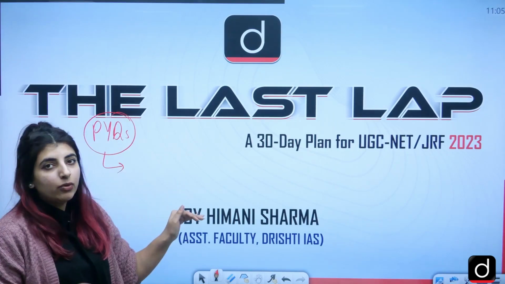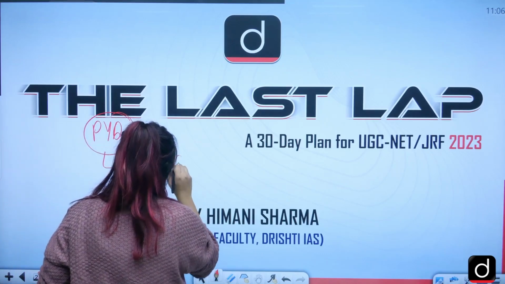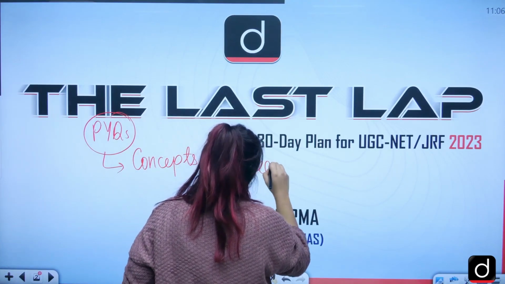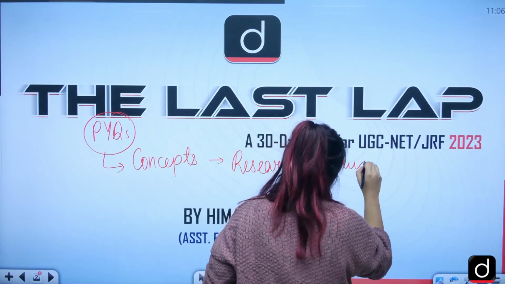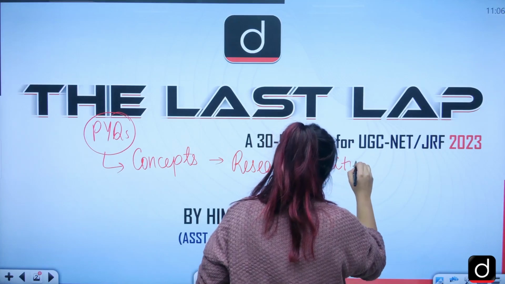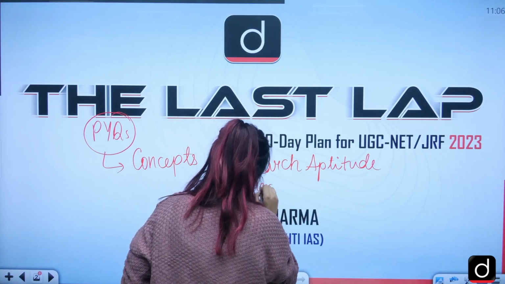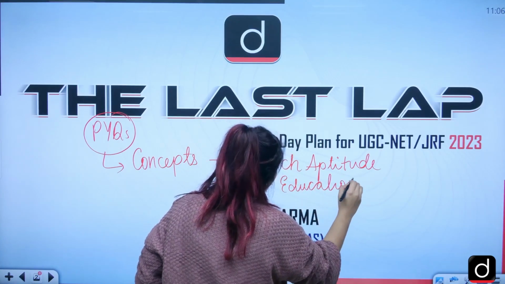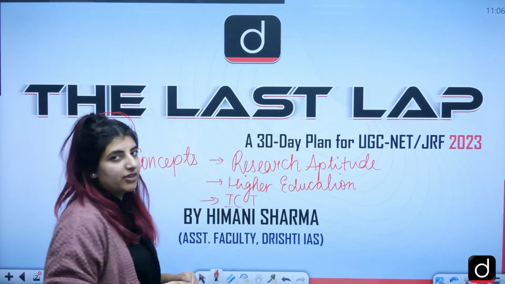So what are we going to do? We are going to talk about the PYQs which are related to concepts. And the concepts of what? The concepts of the 3 units such as research aptitude, higher education, and ICT, that is information and communication technology.